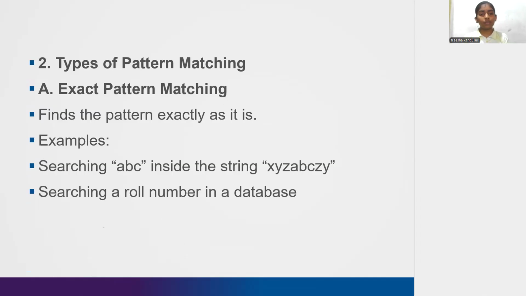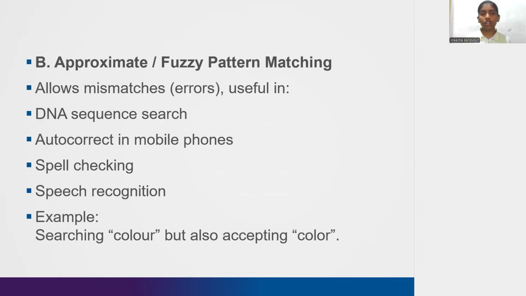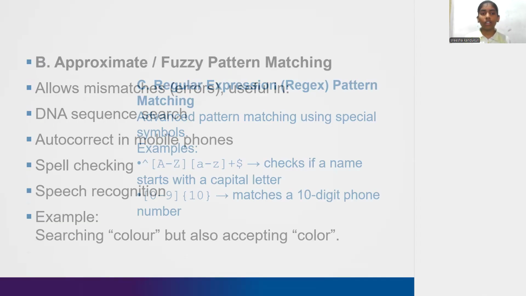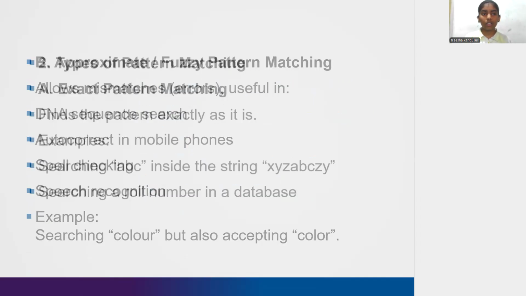Now, let us move on to the types of pattern matching. There are three types of pattern matching: exact pattern matching, approximate, also known as fuzzy pattern matching, and regular expression, also called regex pattern matching. So, these are the three types.